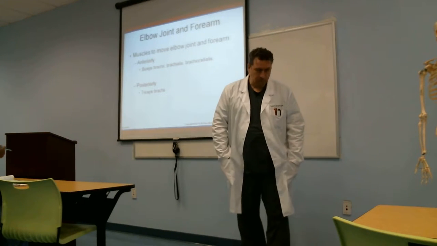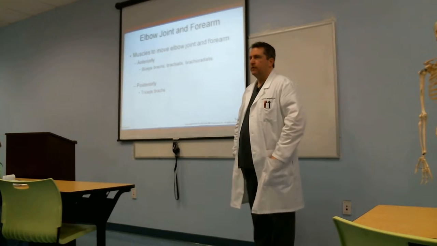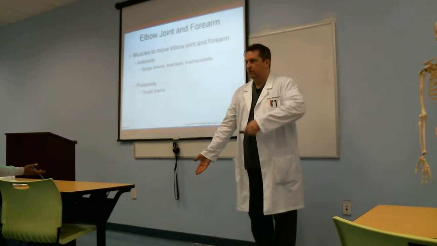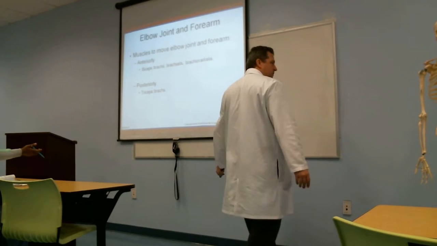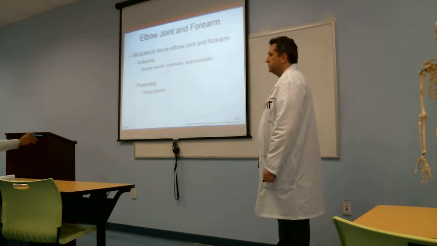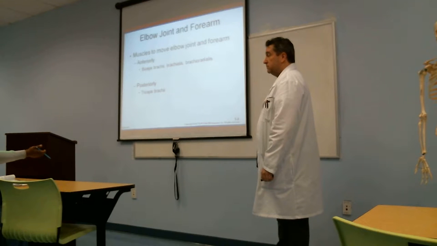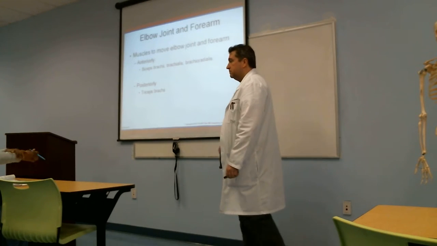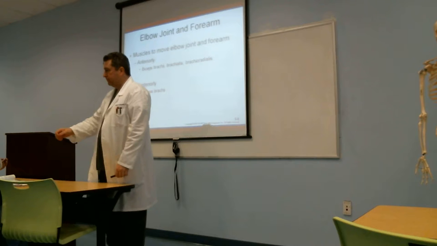What's the anterior and the posterior? Anterior is in the front. Posterior is in the back. So the front is the bicep, and the back is the tricep.